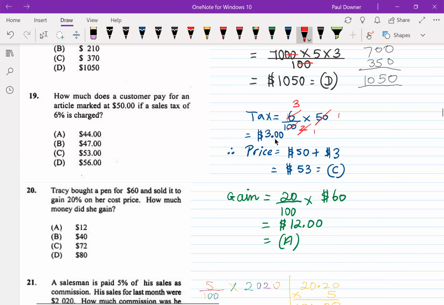That is going to be the sales tax. So the price that he's going to pay would be the original price of $50 plus the tax of $3, which is $53, or item C. So that's $53, item C.